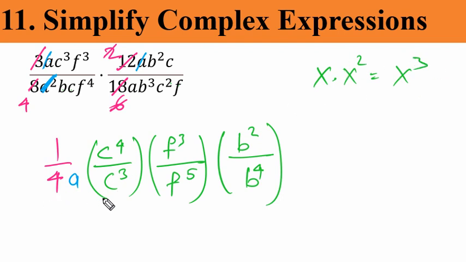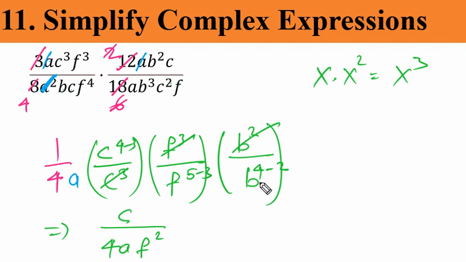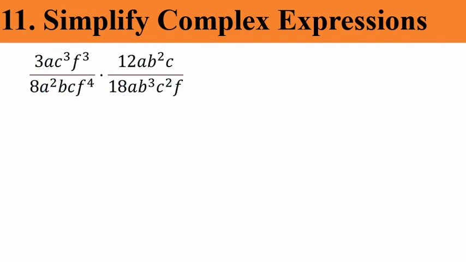Now again we got the same type of expression, and now we can simplify this, right? This is c power 4 minus 3. That's what you will do. 4 minus 3 will give you 1, 4a. And this is 5, this is 3, so 5 minus 3, remove from here, f power 2. This is 2, 4, so 4 minus 2, remove from here, that will give you b power 2. That's it. So that's how you can save your time. Okay, let's move on to the next question.